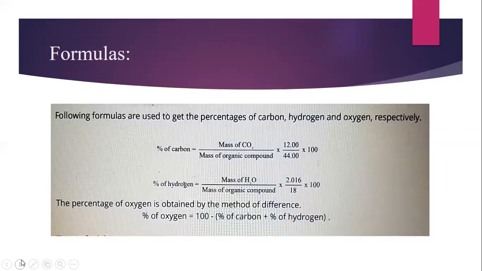Here are the formulas to calculate the percentage of carbon, hydrogen, and oxygen. To calculate the percentage of carbon, the mass of carbon dioxide is divided by the mass of organic compound, multiplied by 12 divided by 44, and multiplied by 100. Percentage of hydrogen is determined by the mass of water divided by the mass of organic compound, multiplied by 2.016 divided by 18, multiplied by 100. The percentage of oxygen is obtained by the method of difference. Percentage of oxygen equals 100 minus the percentage of carbon plus the percentage of hydrogen.